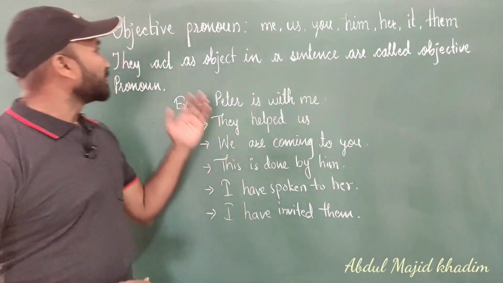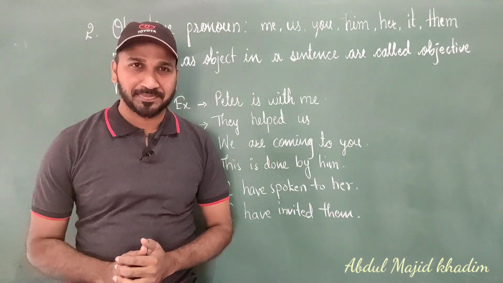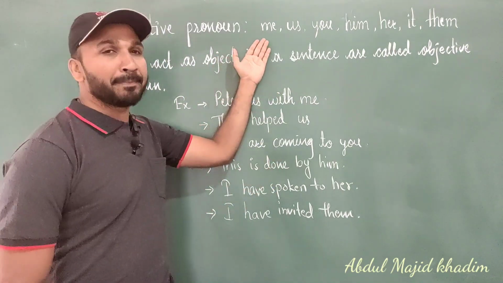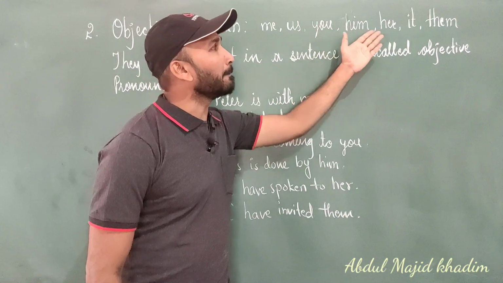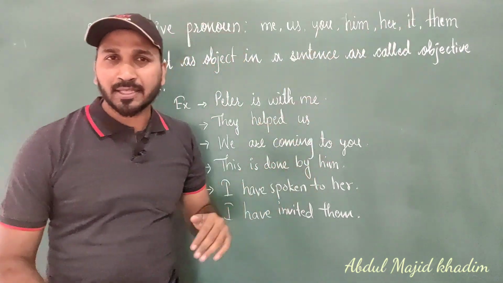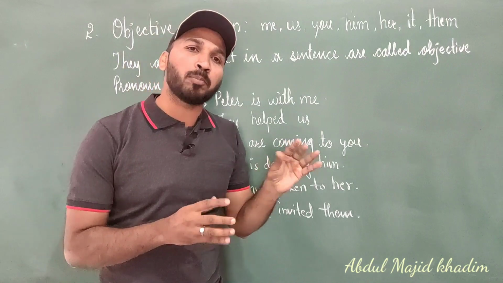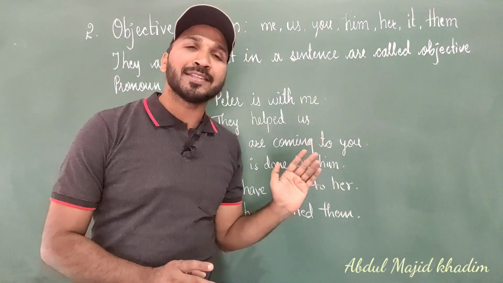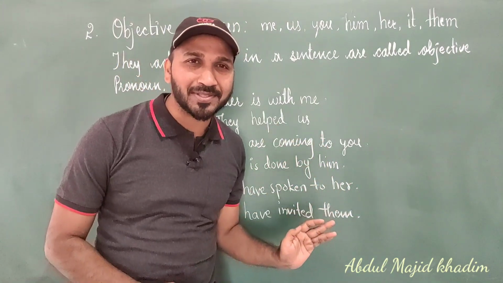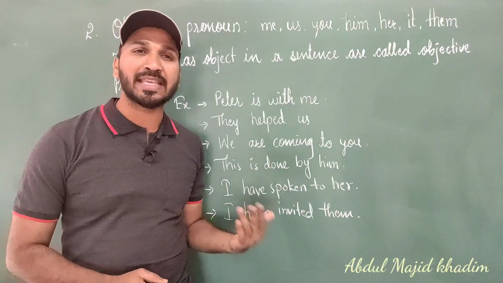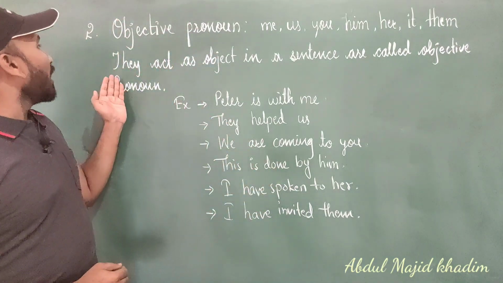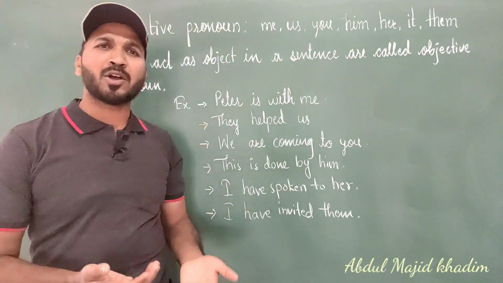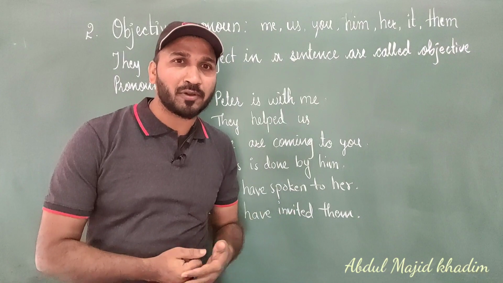The second pronoun, that is objective pronoun. Second type of pronoun is objective pronoun. The objective pronouns are me, us, you, him, her, it and them. This all always comes on the object place. They always act as the object in a sentence. So that's why they are always called the objective pronouns. Or sometimes we call them objective case of the pronoun. Okay, so they act as the object in a sentence, that is why they are called objective pronouns. Means the pronouns which act as an object of a sentence.